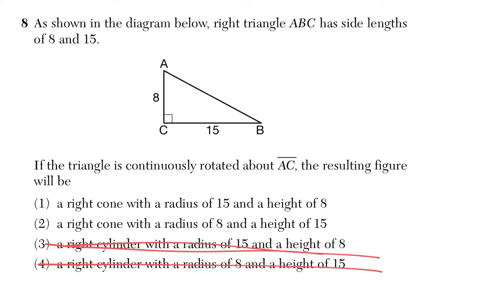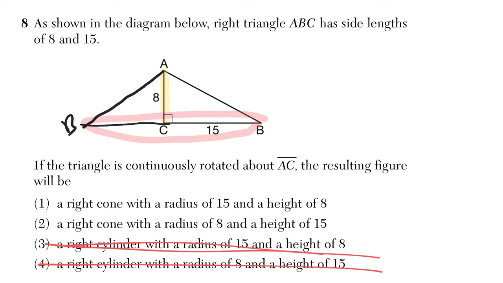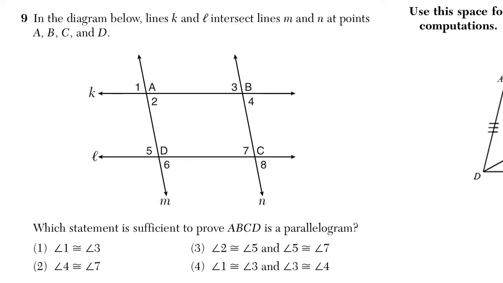Well, what makes more sense? I'm going to mark up this diagram. And I know that if we're rotating right around AC, it's going to look a little something like this. Okay. And I know that B is going to work its way around like right here, right? And what does that mean? That means that 8 is going to be the height. That means that 15 is going to be the radius. And is that an option? It is option number 1.